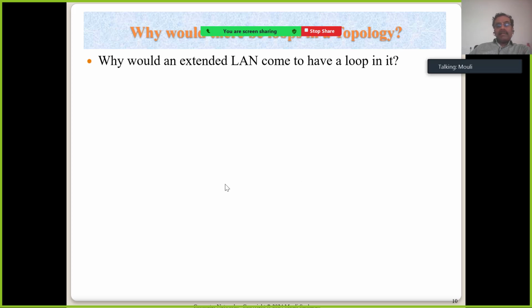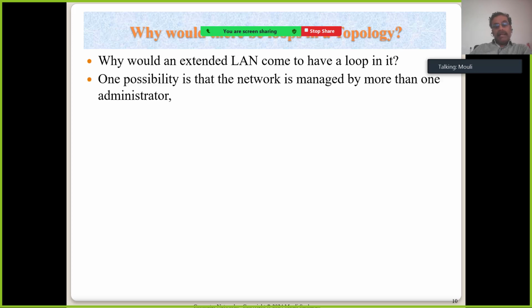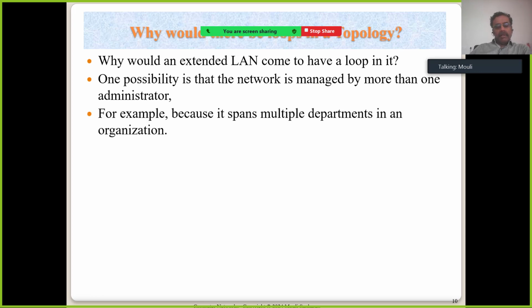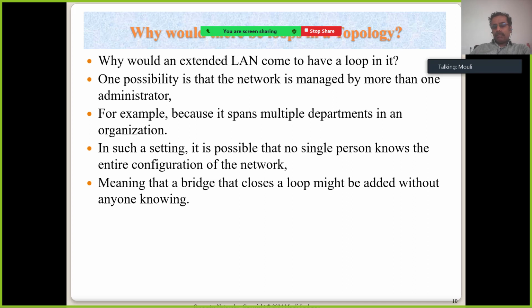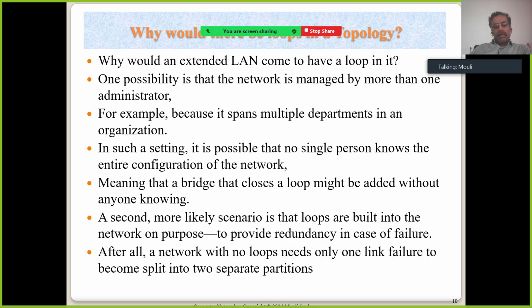So why would an extended LAN come to have a loop in it? I explained it already. Why should there be a loop formed? By intent, if you want to have redundant bridges in parallel, you know that it is going to form a loop and you do it intentionally. One is intentional, the other one is unintentional. You just put one switch somewhere between two LANs and then it forms a loop. So it could be intentional or unintentional, but the problem is going to be the same.